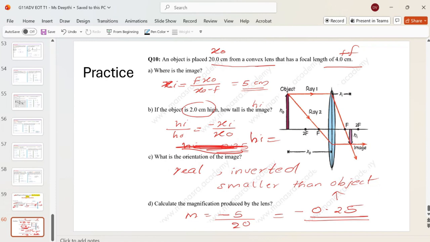So these are all the questions for FRQ. Hope that's all clear to you.